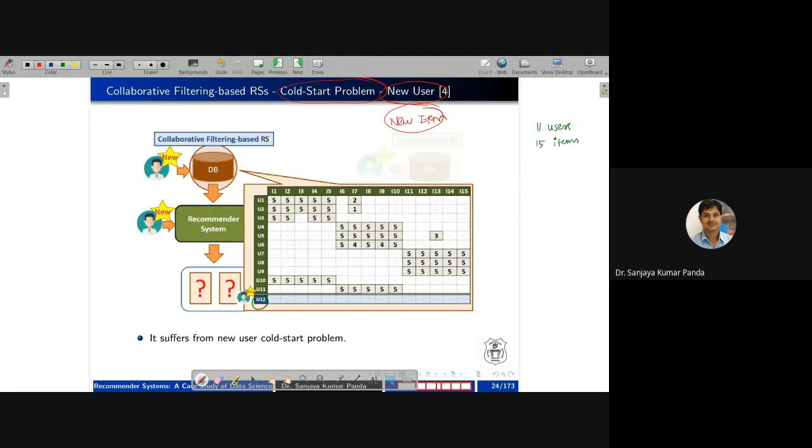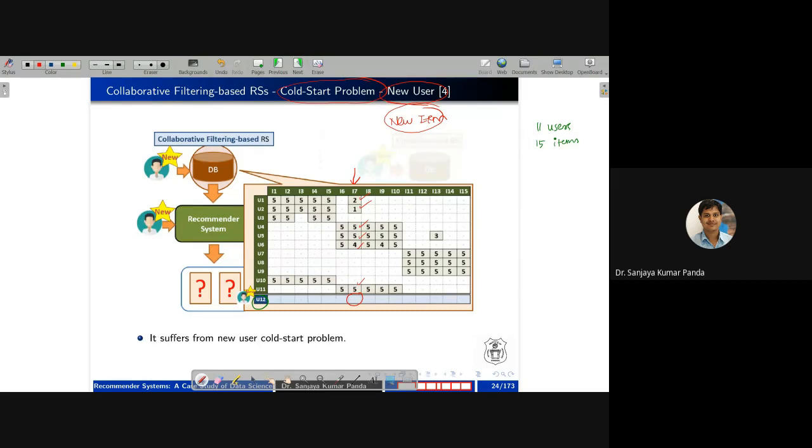For example, in this context, item number 7 is purchased by 1, 2, 3, 4, 5, 6 different users. So you can suggest item number I7 to user U12 as the initial case. This particular problem is called the cold start problem with respect to the new user.